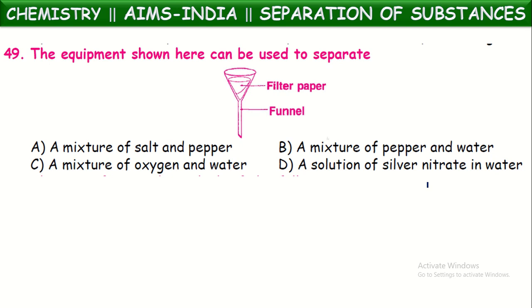Next, the equipment shown here can be used to separate what? What is this technique called by using this instrument? That is called filtration. In filtration, we can separate a mixture of insoluble solid and liquid. A mixture of salt and pepper cannot be separated because both are solids. A mixture of pepper and water can be separated. Yes, if we take a mixture of pepper and water, pepper is insoluble in water. So when you pour the mixture of those two, pepper will remain in the filter paper here, and pure water will be collected down here in the container. So a mixture of pepper and water can be separated.